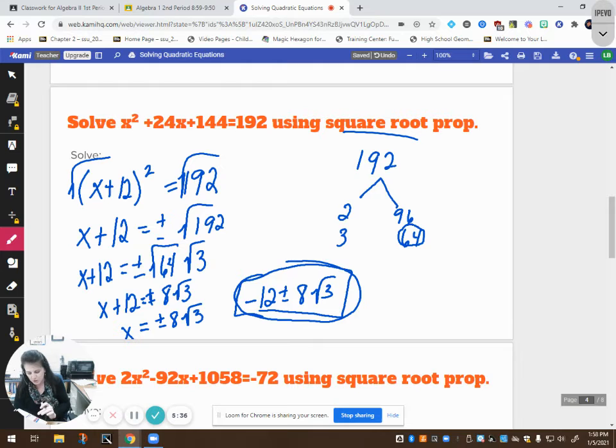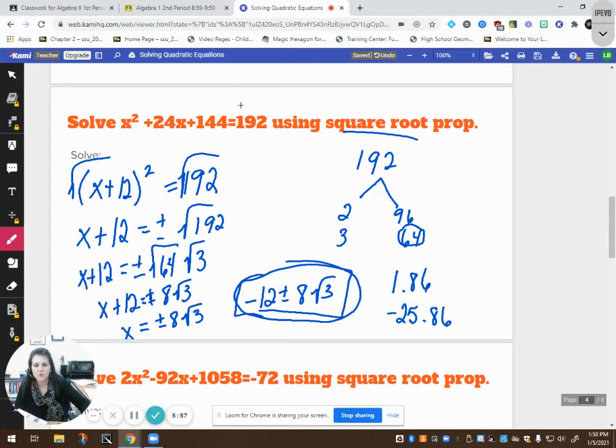But if we go ahead and try that, negative 12 plus 8 square root of 3, I get 1.86 if I round to the nearest hundredth, and negative 12 minus 8 square root of 3 gives me negative 25.86. So these are my two solutions.